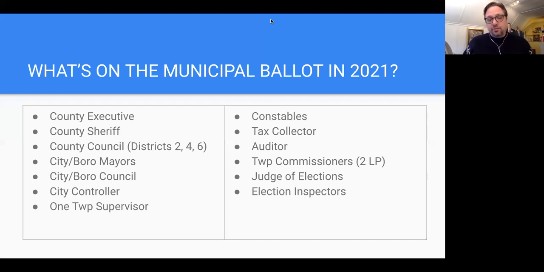The judge of elections would settle any of those questions, and our election inspectors are the folks who help to run the precincts that day. The top vote getter in the election inspector's position will be the majority inspector, and the second highest vote getter will be the minority election inspector. And so there are judge of elections and election inspectors at every single precinct in Erie County.